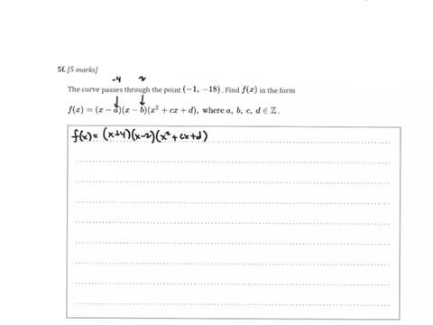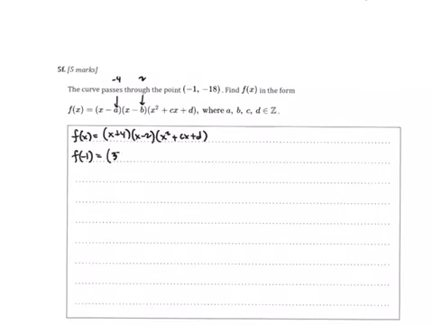Okay, so if I plug in a negative 4, I should get 0, which won't really help me, right? It won't help me to find C and D. So what I want to do is plug in a negative 1.